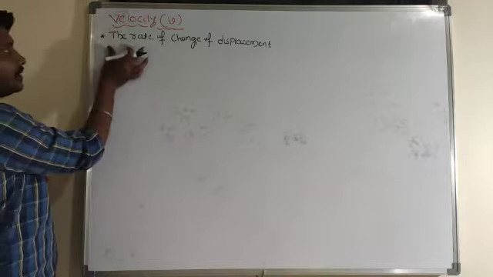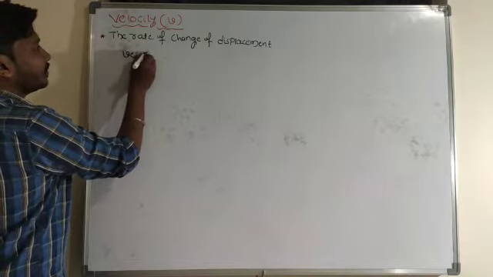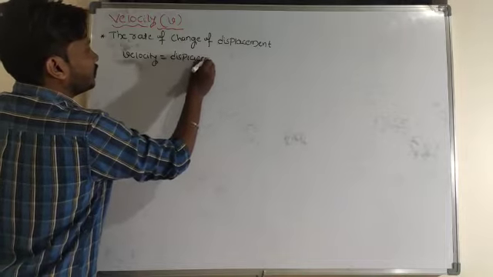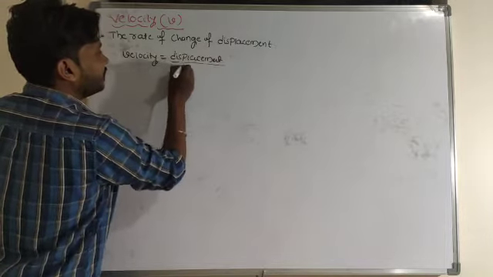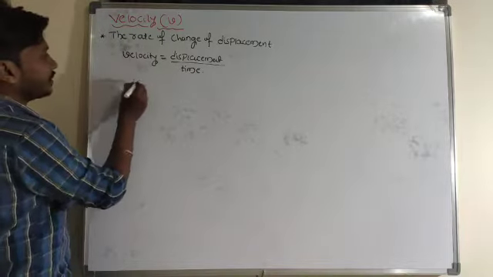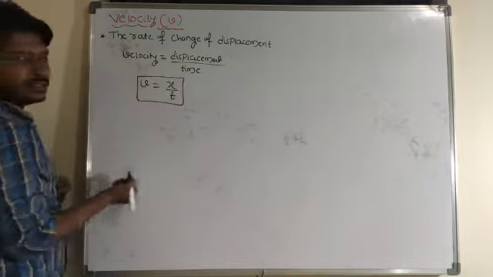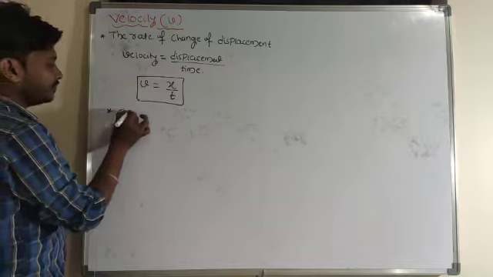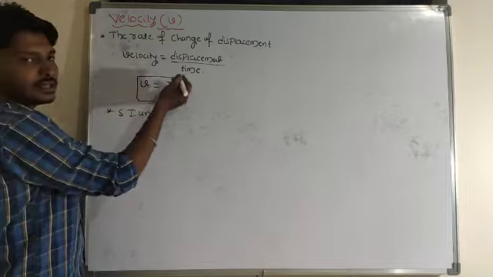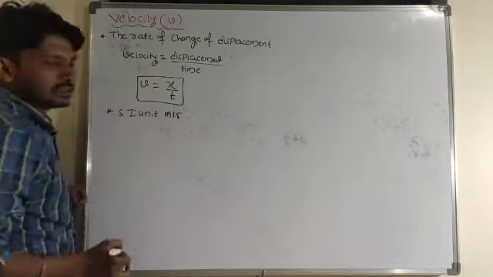So what is that velocity then? The rate of change of displacement. So velocity, V is equal to what? Displacement divided by time here. So now look at here, V is equal to x by t. X means displacement here. Then what is the SI unit? The SI unit for speed and velocity is the same. Distance or displacement, both are measured in meter only. So divided by time, meter per second here.